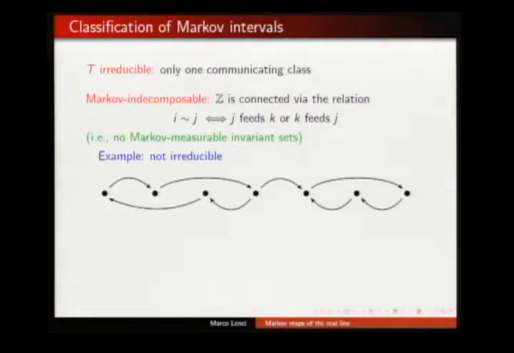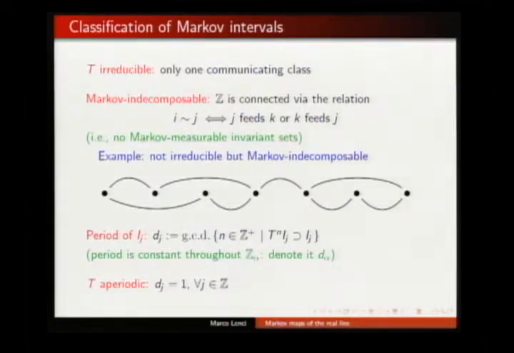In this case, you're not irreducible because you don't have just one equivalence class, as I told you before, but you are Markov indecomposable, because Markov indecomposable means passing from the directed graph to the undirected graph. I mean, in this case, everything is connected through this undirected graph. So this is a Markov indecomposable situation. All right, this is also standard stuff in the classification of states for a Markov chain or a Markov process.